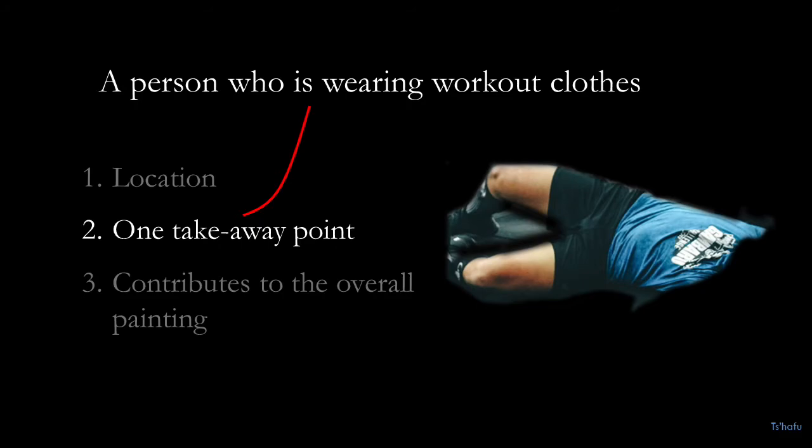And we want to ask the second question. What's the takeaway point? Well, let's look at this. What are we seeing? We're seeing someone who looks like a person laying down and wearing sneakers, socks, shorts. And so the takeaway point I would say is this: a person who is wearing workout clothes. That is the takeaway point. After your reader is done looking at all of the details, the shirt, the color, the socks, the writing, all of it, the takeaway point is to simply say that this is a person wearing workout clothes.